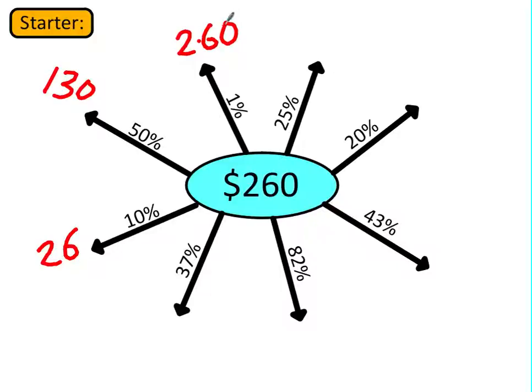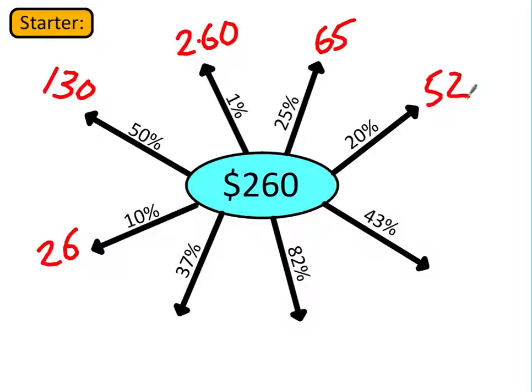So for example, we can easily get to 25% because that's half of 50%. So if we halve 130, we've got 25%. Half of 130 is 65, so that would be $65. 20% would be 2 lots of 10%. So it's 2 26s, which is $52. Now, the next 3 are more challenging, certainly, but we can build them up using things we know.